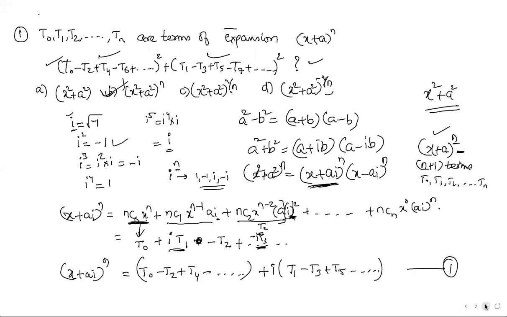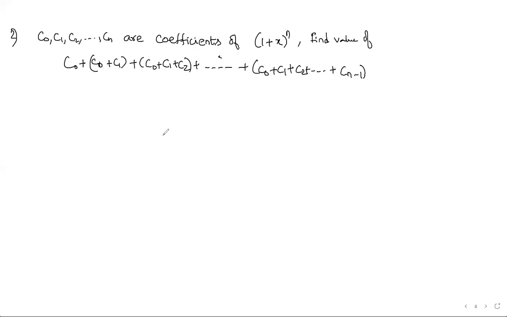So we'll move on to the next question. In this question, they have given C0, C1, C2, C3 and so on up to Cn as the coefficients of the expansion of (1 plus x) whole power n. In the previous question it was terms of the expansion, but here it's the coefficients. So they are nothing but nC0, nC1, and so on. What they're asking is to find the value of C0 plus (C0 plus C1) plus (C0 plus C1 plus C2) and so on up to (C0 plus C1 plus C2 and so on up to Cn minus 1).